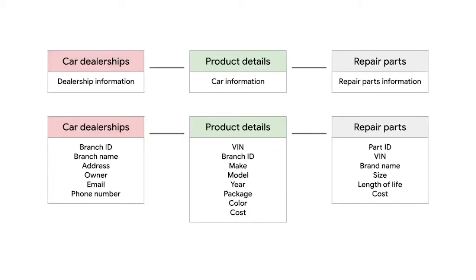So in our example, the VIN is the foreign key in the repair parts table. As you can see, a table can only have one primary key, but it can have multiple foreign keys. Relational databases are great for keeping data consistent, no matter where it's accessed. Mobile banking is an interesting example of this.